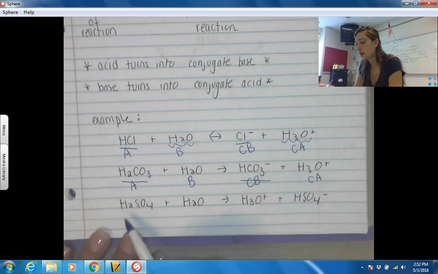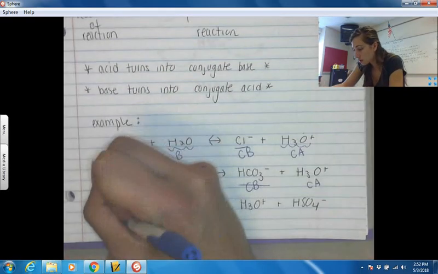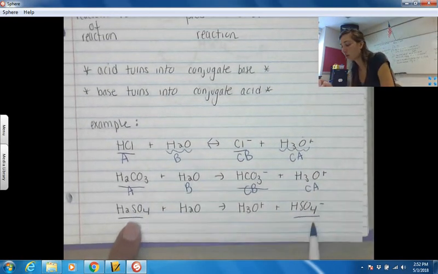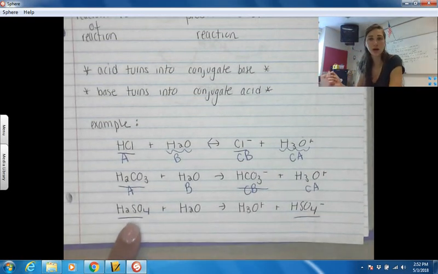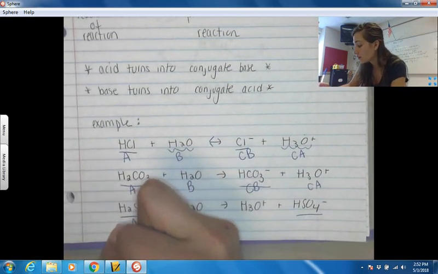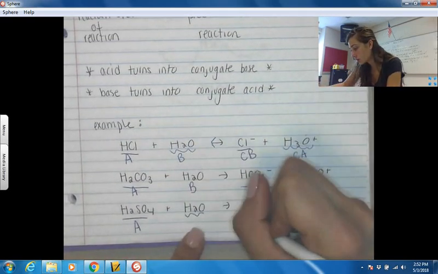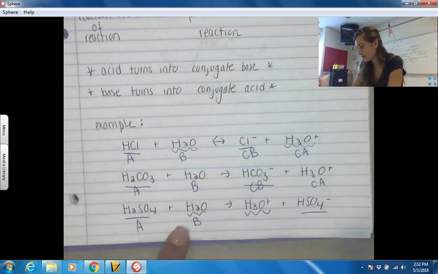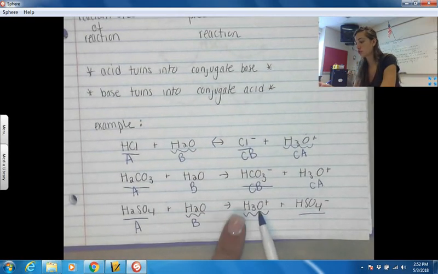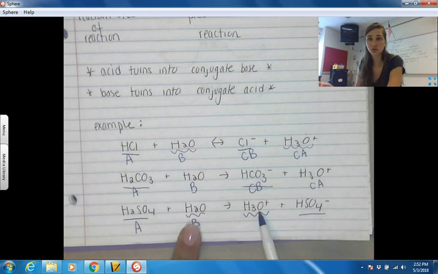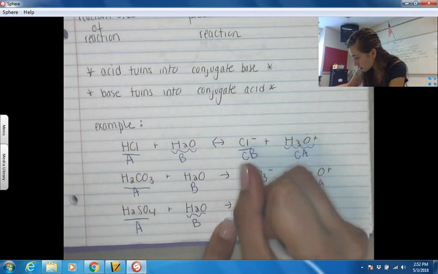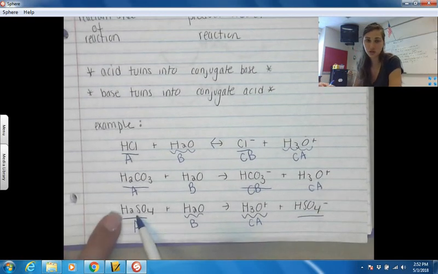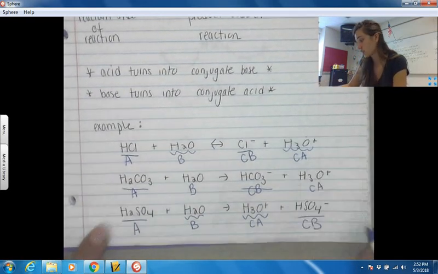Last example, H2SO4. If we look, that is similar to HSO4 minus. So to get from our reactants to our product side, our H2SO4 lost a hydrogen, it lost a proton. So again, that is an acid. Water looks similar to hydronium, and it gained a hydrogen. So that makes it the base. Now, if we're going in the opposite direction, hydronium to get to water would have to lose a hydrogen. So that means that it would be the conjugate acid. HSO4 minus would have to gain a hydrogen to go to the other side. So that would be a conjugate base.